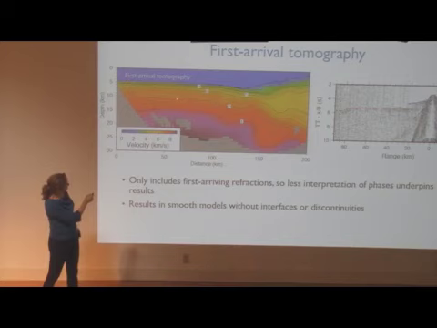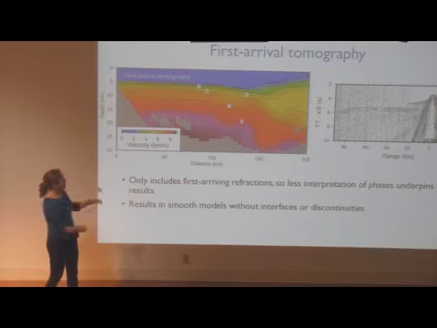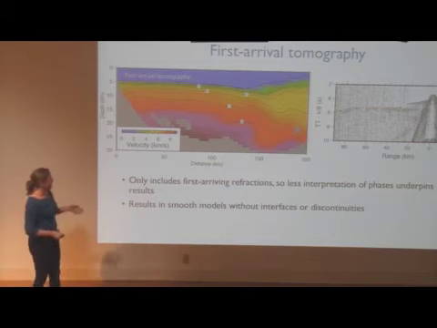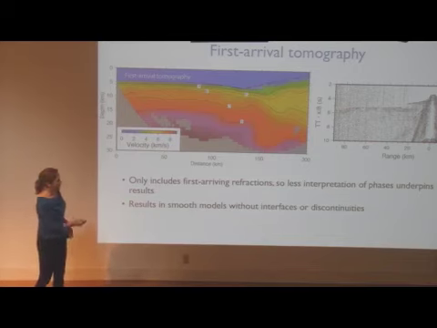And then you have another fast change in velocity from something like 6.5 kilometers per second to something like 8 kilometers per second. And so by just using these first arrivals, you get this very smooth model of Earth structure. But you can still see some interesting things in here. But you're ignoring a lot of other information.